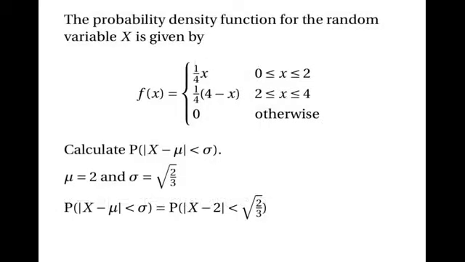So now let's look at the probability that we're supposed to work out again. We're supposed to work out the probability that the absolute value of x minus 2 is less than the square root of 2/3. Now what this inequality is saying is that the distance between x and 2 is less than the square root of 2/3. X is no further away from 2 than the square root of 2/3. Or in other words, it's greater than 2 minus the square root of 2/3, and it's less than 2 plus the square root of 2/3. So the probability that we're looking for is the probability that x is greater than 2 less a little bit, and less than 2 plus a little bit.